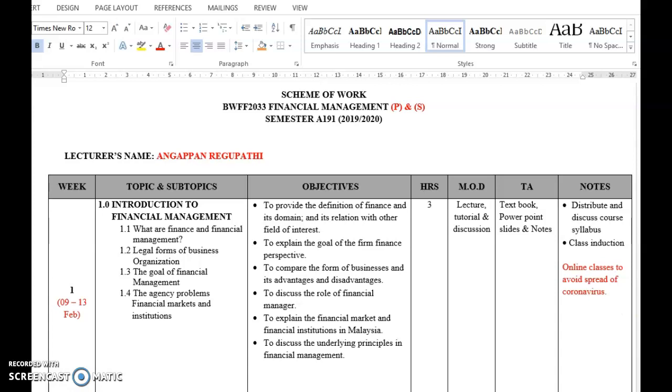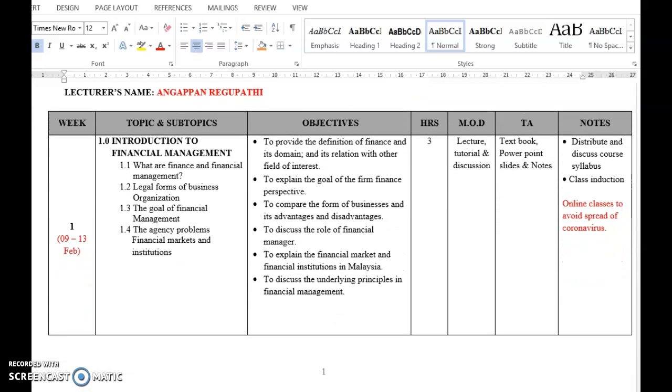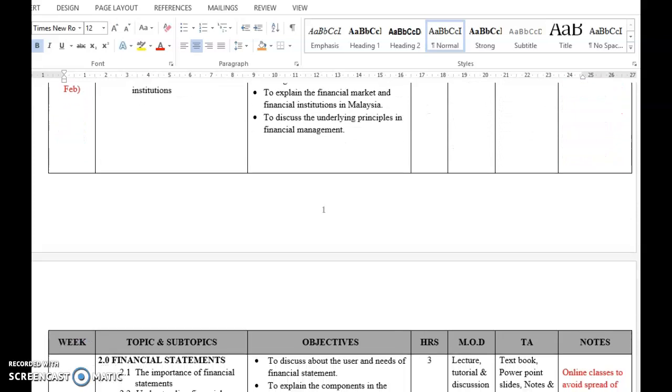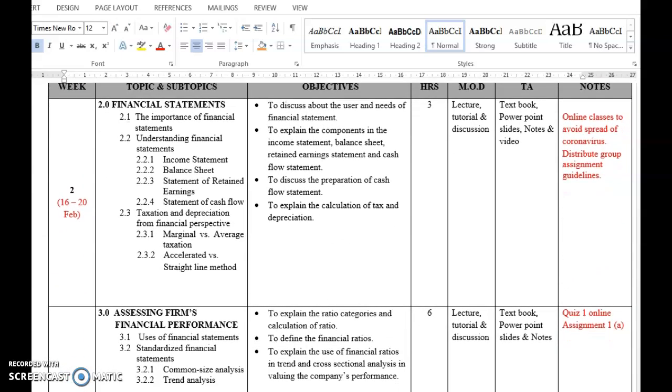Alright, if you go down below, it gives you the detailed breakdown of the course until the end of week 14. So by going through this, you'll be able to know which topics are going to be discussed in which class, right? So for example, in week 2, you know that we'll be looking at financial statements. So this is chapter 2 in the textbook, so you can read ahead before coming to class. So that's the idea behind this.